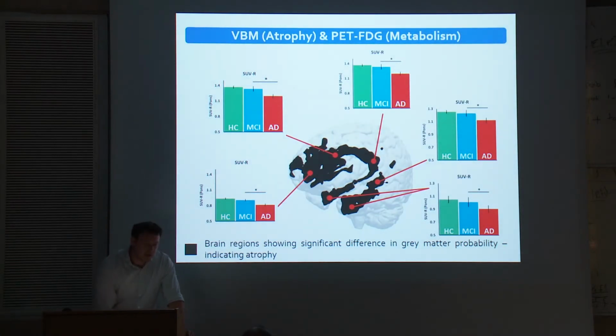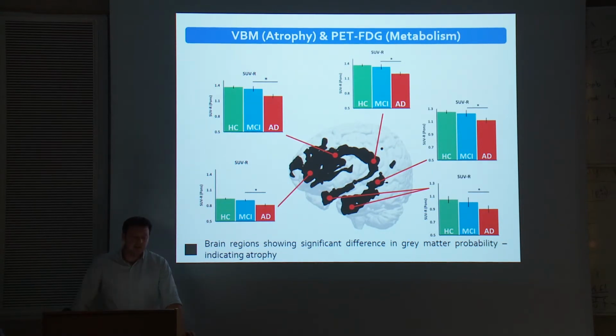Just anchoring our work in classic results, the black silhouette is marking the brain regions where Alzheimer's disease, as opposed to healthy controls, would have less probability of having gray matter. This is a VBM analysis, and this is an indicator of brain atrophy. These are very classical Alzheimer's disease related regions. We have medial temporal regions and parietal regions and even frontal regions.